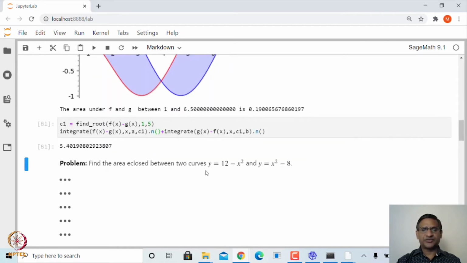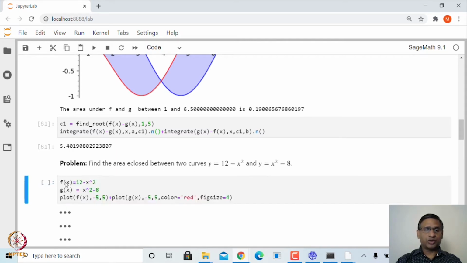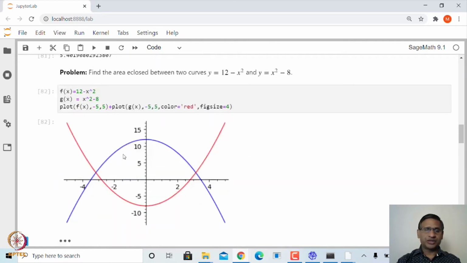Let us take this example. This is again similar to this. Find the area enclosed between two curves. If you plot the graph of these two functions together, the enclosed area is only between this intersection point and this intersection point. So that you need to first find out.